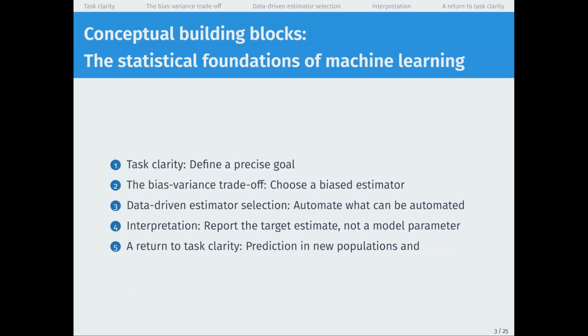So there's a few things we'll talk about today. One is that the whole idea of doing statistical analysis has to begin with a task or a goal that we want to accomplish. So I'm going to start out by talking a little bit about how we can have clarity about that goal. Then I'll talk about some statistical ideas like the bias-variance trade-off, some machine learning ideas like how we can automate the selection of an estimator, then how machine learning and statistics both can lead toward interpretable estimates. And I'll return at the end to come back to this question of task clarity for where we think about doing new kinds of prediction tasks in new populations.